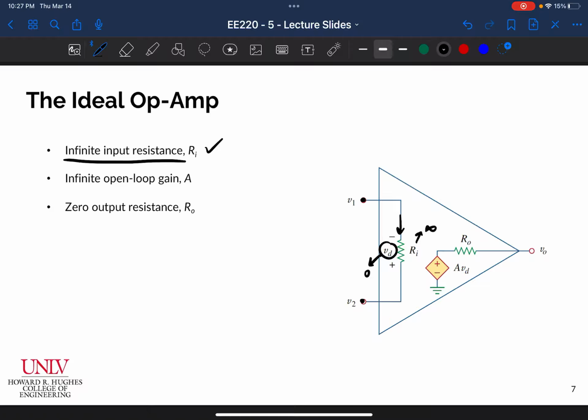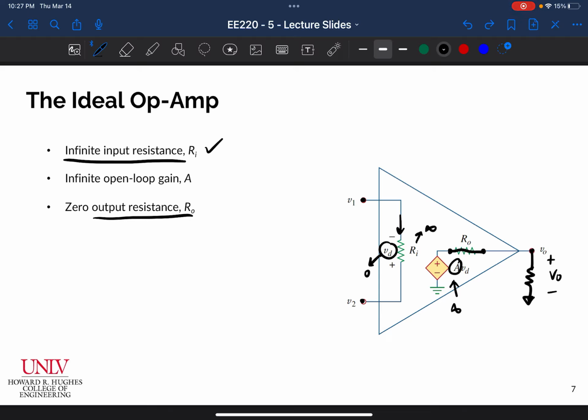The second thing is that the open loop gain is infinite, right? Which I talked about in the first slide. The open loop gain is infinite. And the last thing is that the output resistance is 0, right? So this resistance here is just a short. There's no resistance there, so we lose no voltage across that output resistance, and all the voltage shows up at our output. So if we wanted to drive a current or some kind of a load through some kind of resistor, then all the voltage would show up across my resistor, and I would have no voltage drop or droop at the output.